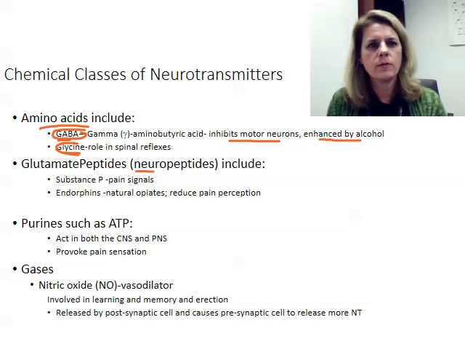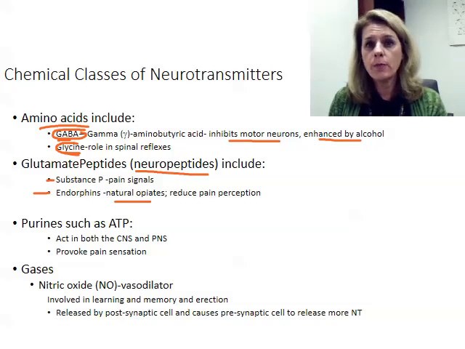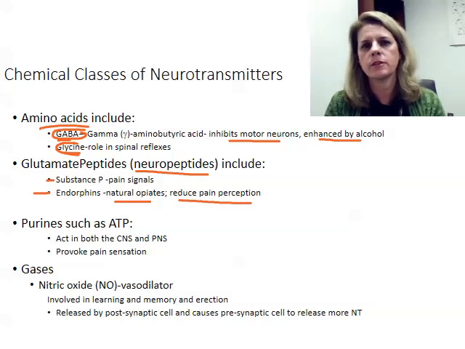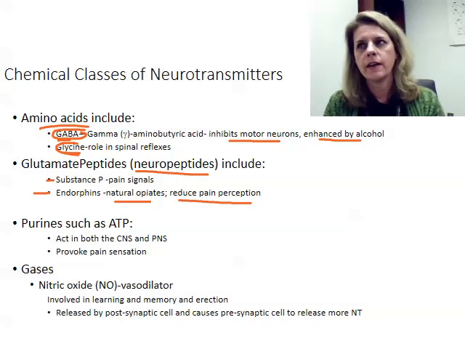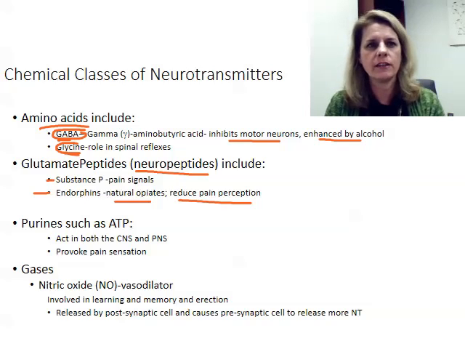You have some glutamate or neuropeptides. One of those is substance P. It's part of your pain signaling neurotransmitters. Endorphins, which are your natural opiates. So like opium, this is very similar in structure to the opiates. And endorphins make you feel better. And they do that by reducing your pain perception. So the runner's high, yeah, your body still feels pretty bad. You're still in pain, but the endorphins allow you not to perceive it as much. So it gives you that high feeling.